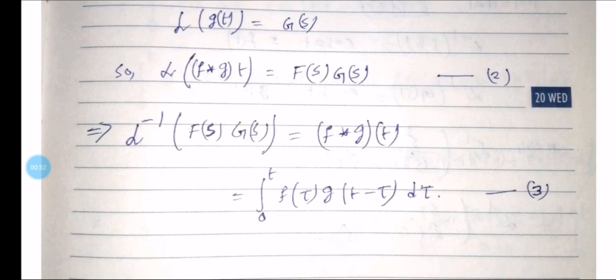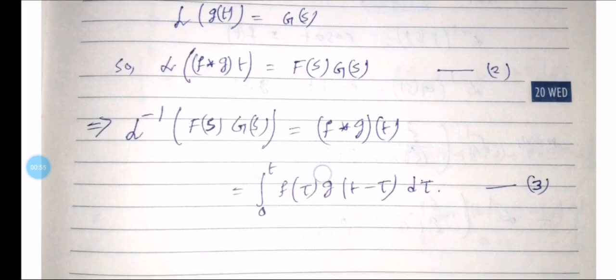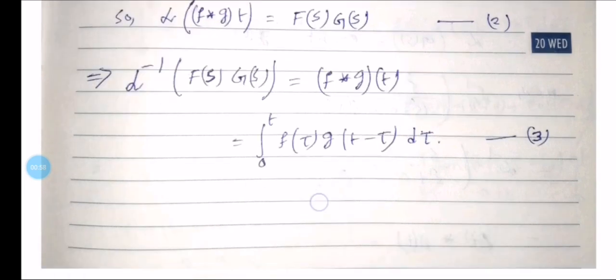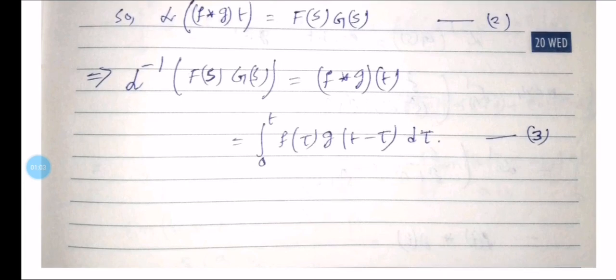Okay, so if we take the L inverse of both sides, L inverse of F(s)G(s) equals (f star g)(t), which equals integration from 0 to t of f of tau g of t minus tau d tau.